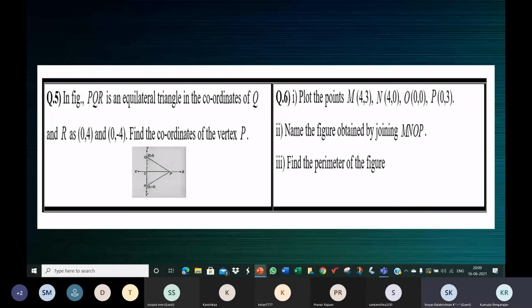Ma'am, 6th one is a rectangle, ma'am. Rectangle, is it? Yes, ma'am. Find its perimeter. Completed, ma'am. Both the sums. Ma'am, length is equal to 4 units and breadth is equal to 3 units, ma'am.